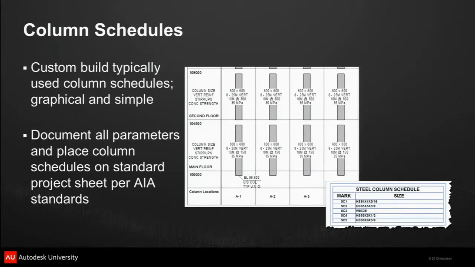Columns, same format. It's on a sheet. It's all labeled up with all the parameters. I've got a steel column schedule. I've got a wood schedule. I've got a concrete schedule. I've got simple ones, graphical ones. I've got graphical ones that include the loads and forces on every column. We've got combined. If you don't care if it says wood and steel in the same schedule, it's in the same schedule. Documented all the parameters, placed it on the sheet per the AI standards.